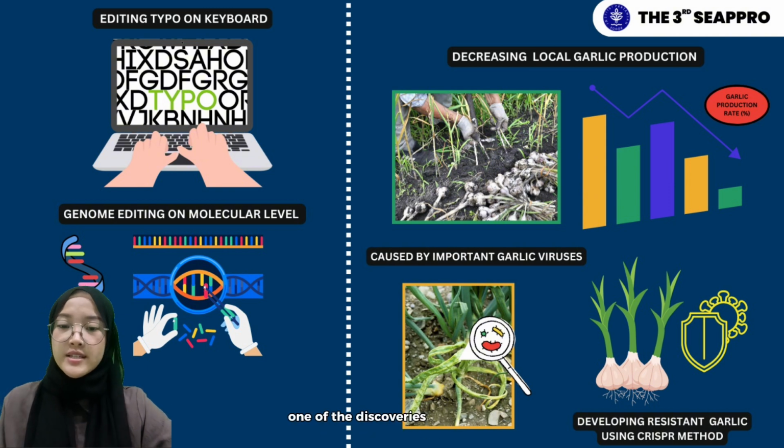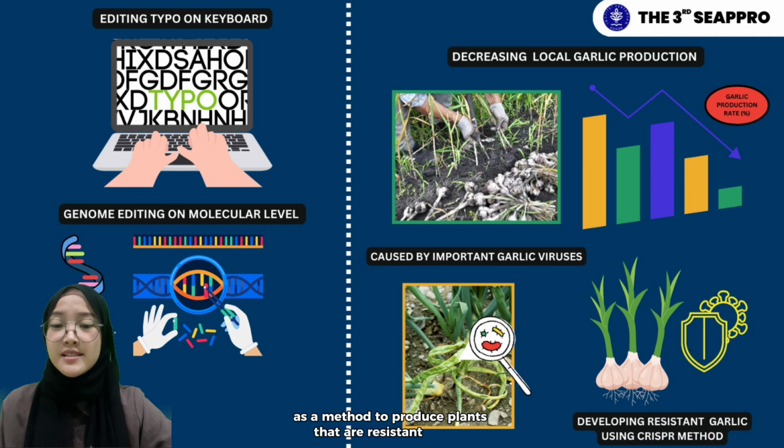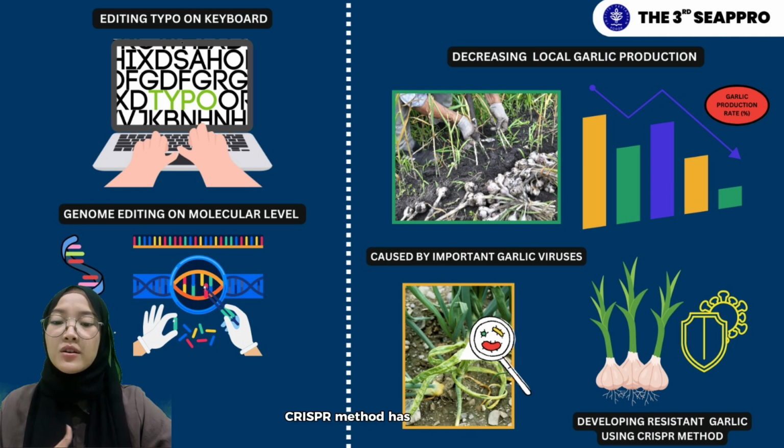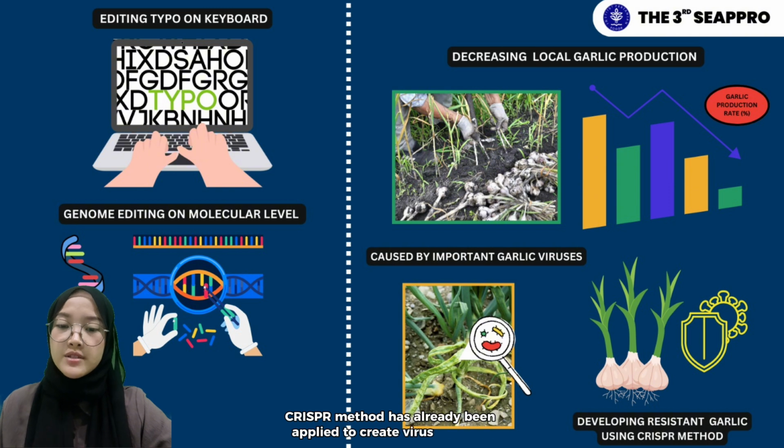One of the discoveries in genetic engineering is CRISPR technology, which stands for Clustered Regularly Interspaced Short Palindromic Repeats. This technology is used in plant protection as a method to produce plants that are resistant to pests, disease, and abiotic stress. The CRISPR method has already been applied to create virus-resistant plants.